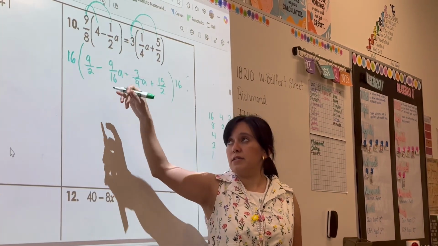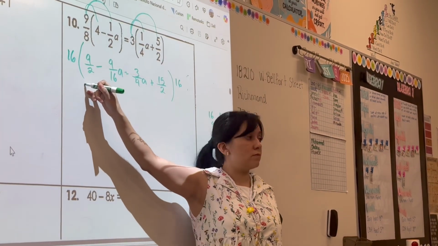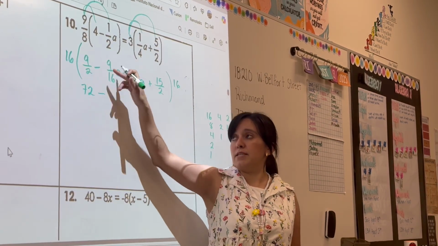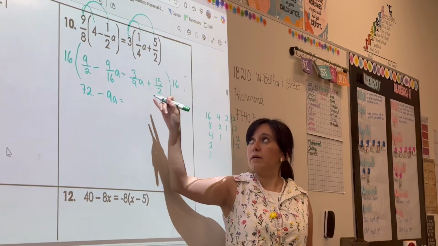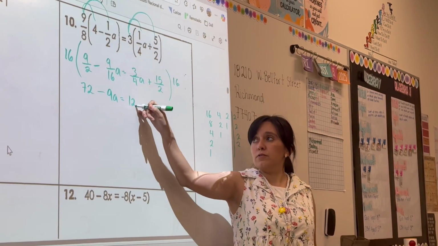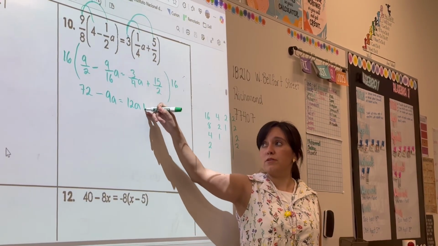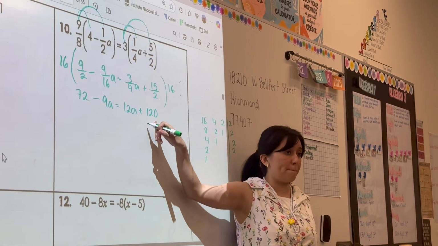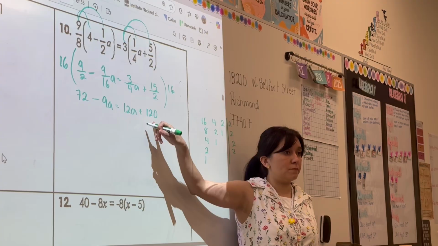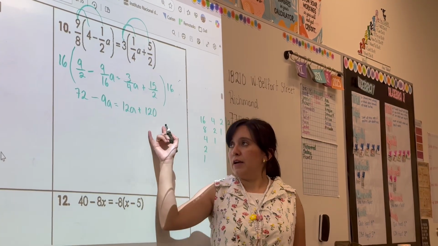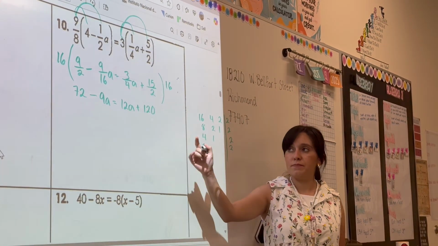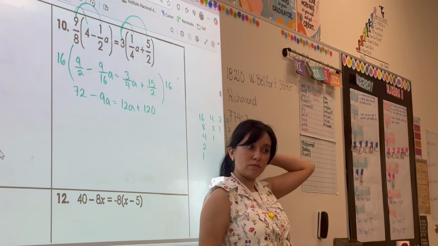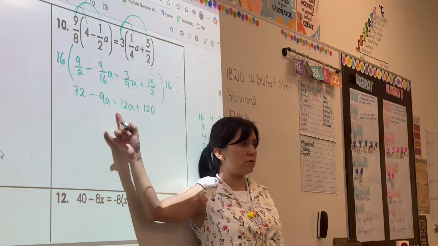So 16 times this, 72. Minus 16 times this, 9a, equals 16 times this, 12a, and 16 times that one, 120. Can you confirm this one for me, please? Okay, thank you. And then we have this one. What do we do? Okay, questions about how I got this one?